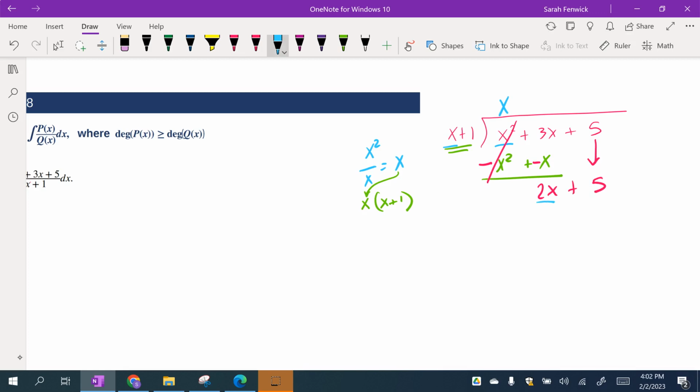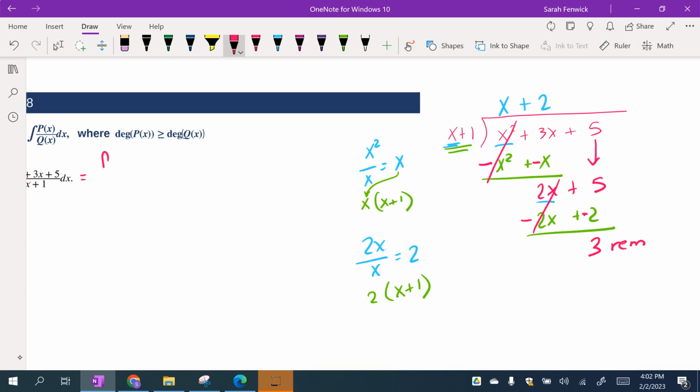Now, your first term here and your first term here, 2x over x is 2. So I'm going to put a positive 2 here. Then I'm going to multiply that 2 by my x plus 1 and get 2x plus 2. And when I subtract, as you do in division, this is gone, and 5 minus 2 is 3. 3 over x does not divide. This is my remainder. So this problem is rewritten as the integral of x plus 2 plus 3 over x plus 1 dx.